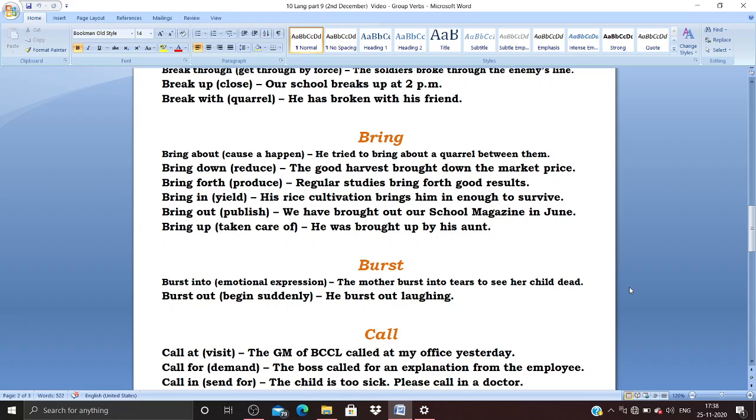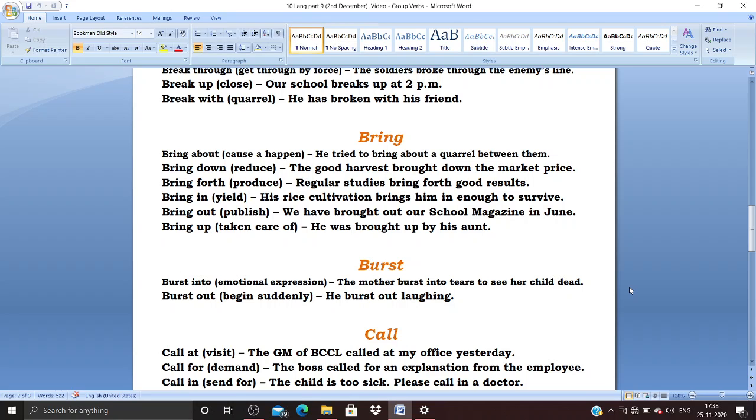Bring up, taken care of. He was brought up by his aunt. This is a very common phrasal verb that we use. Brought up, bring up. You can say that David Copperfield, if you read, is Charles Dickens' story. It's a novel.